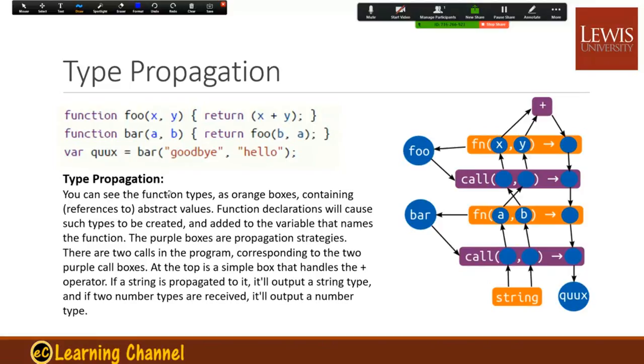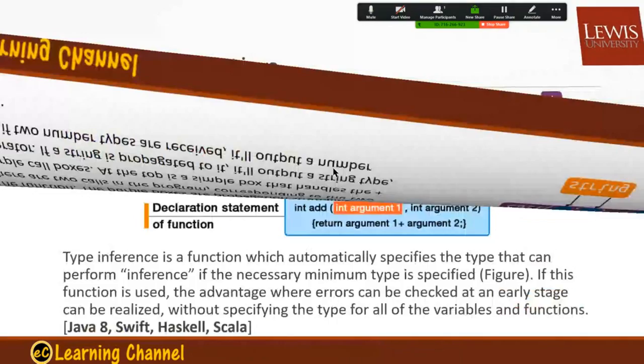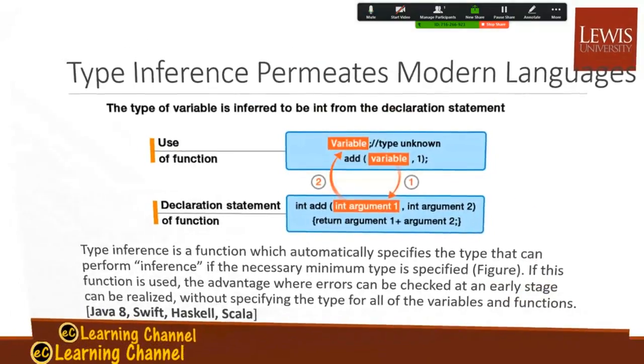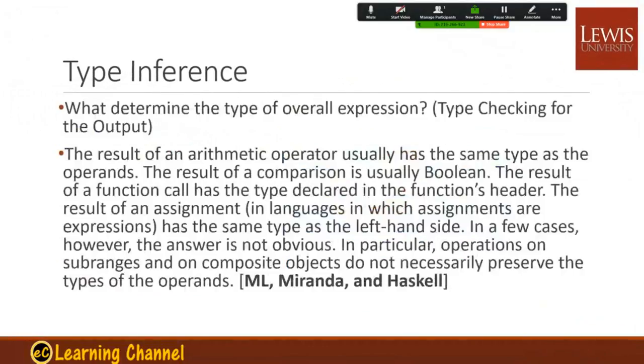And if the function receives two numbers, then that plus will become a plus sign, an addition. So that's type propagation for type inference. Let's go back to the initial part of type inference. So what determines the type of an overall expression?